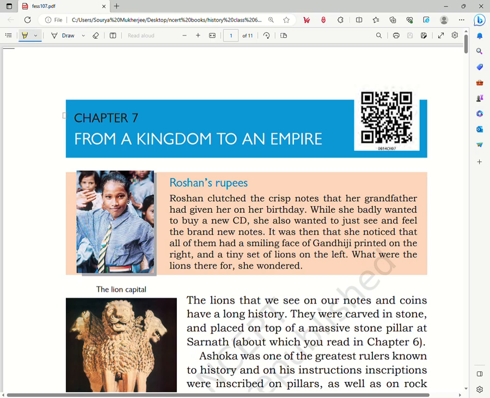So today we are going to study chapter 7 of class 6 history NCERT book. The name of the chapter is From a Kingdom to an Empire.